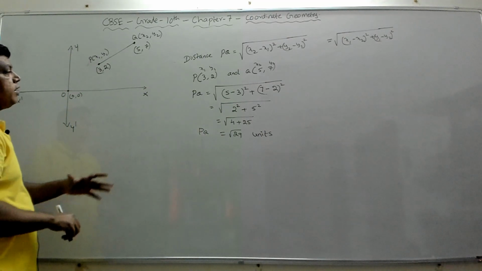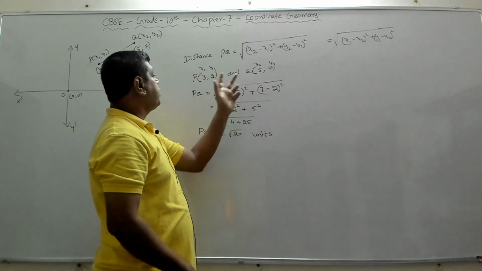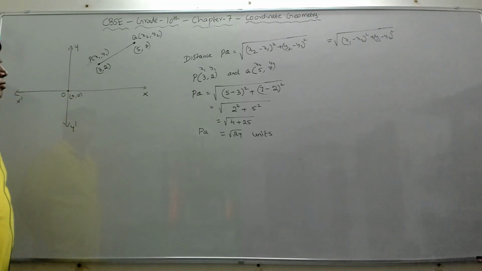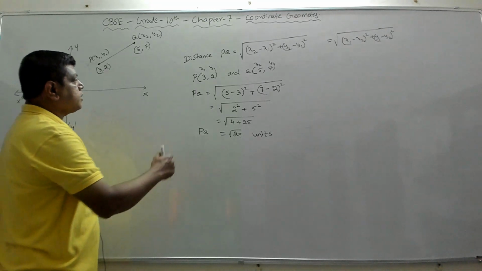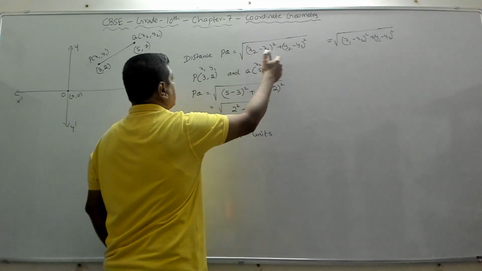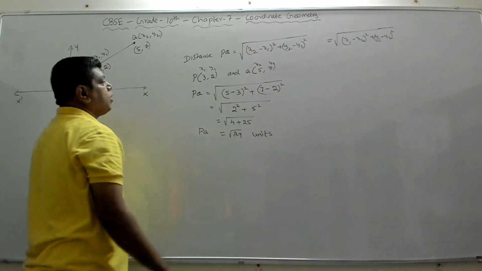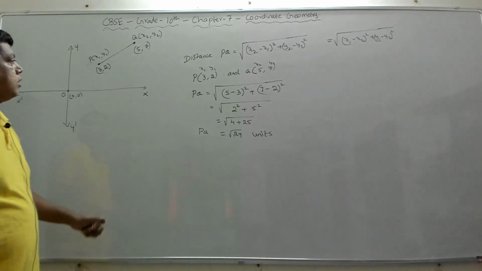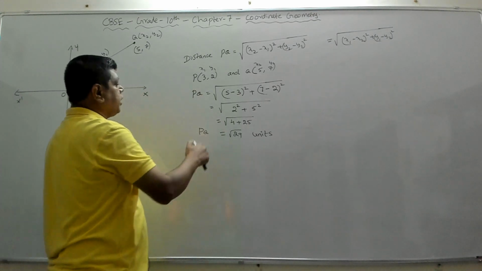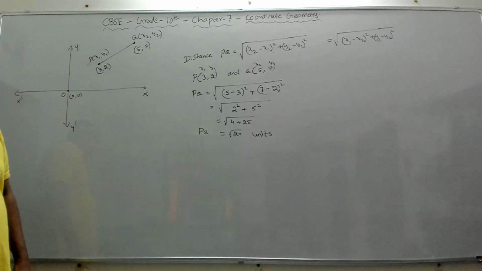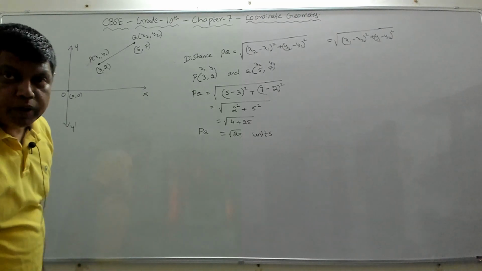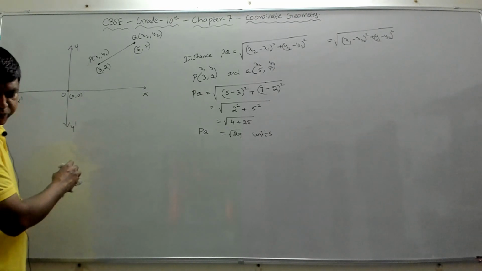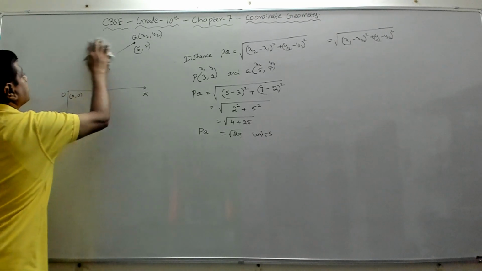Fine. This is how we find the distance between two points in the plane. Again, we just substitute in this formula, then evaluate and find the value of the distance between P and Q. So all of you can pause the video and take the notes. I will erase this and we can go to example 1 in your textbook.